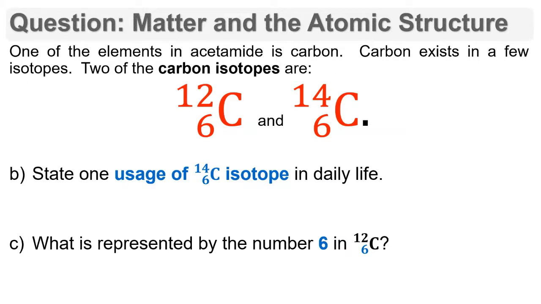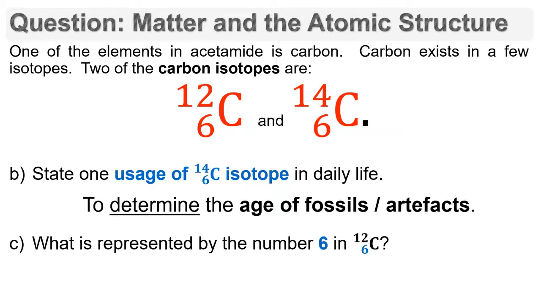B. State one usage of carbon-14 isotope in daily life. The answer: to determine the age of fossils or artifacts. Make sure to answer the use, which is to determine. Answering questions in part, such as the age of fossils, will not be awarded any marks. Give the answer in full: to determine the age of fossils or to determine the age of artifacts.